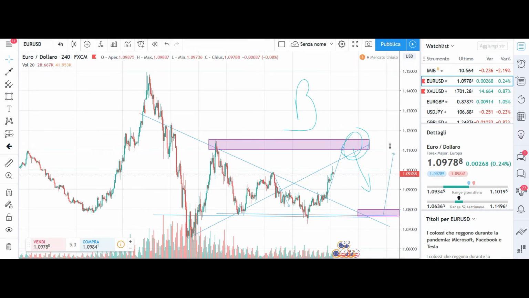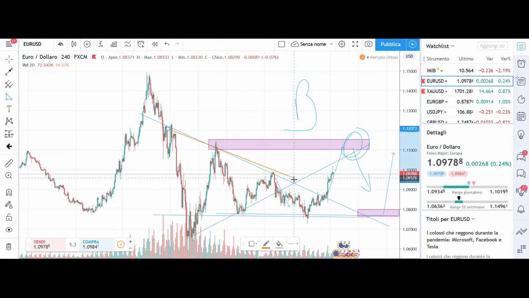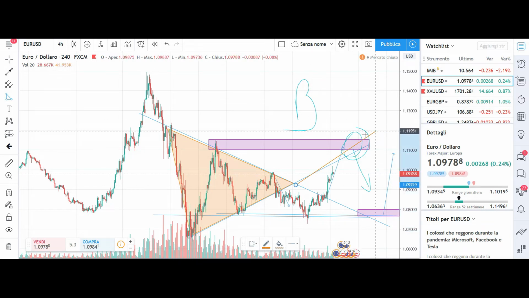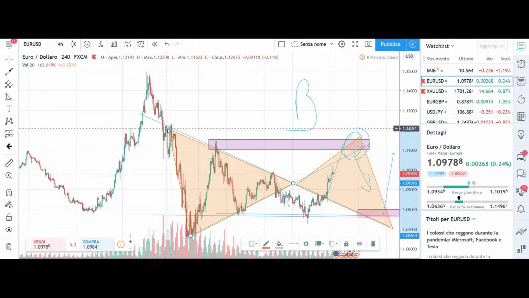So we're still actually looking for a kind of harmonic pattern, which in this case is called a bat. We can see again a double triangle like this, but in this case it would look more like this. So it kind of breaks the resistance line and goes a little above it. So definitely this is my plan B.